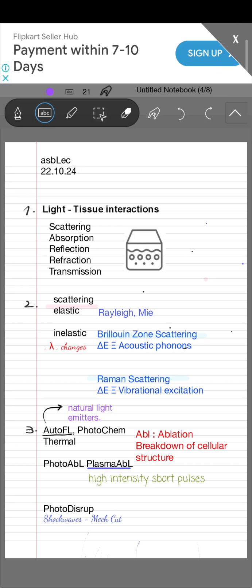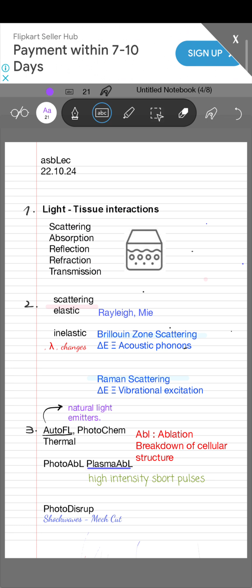Hello students, in this lecture we will be discussing light tissue interactions. Like a normal, non-living material, living tissue when interacted with by light undergoes the following phenomena: scattering, absorption, reflection, refraction and transmission. We'll first start with the scattering phenomena.